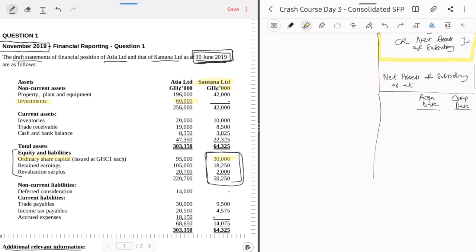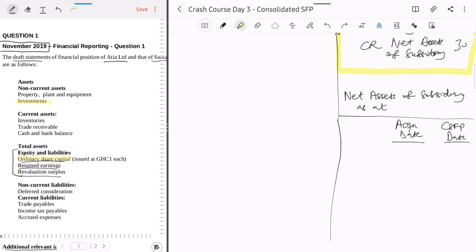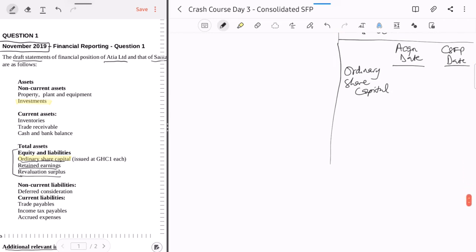So what do you see first here? First thing is ordinary share capital. So let's even pick them up first. Ordinary share capital, retained earnings, revaluation surplus, right? So you just come to your question, your workings here. Your first line, you write, okay, let me change the pen. Ordinary share capital. The next we had was what? Retained earnings. Then the next we had was what? Revaluation surplus.